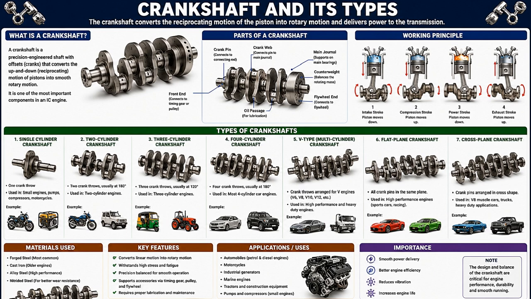At the top left, you can see the crankshaft structure. Notice those offset sections. These are called crank throws or crank pins. When pistons move up and down, the connecting rods push these crank pins. That force rotates the crankshaft continuously.